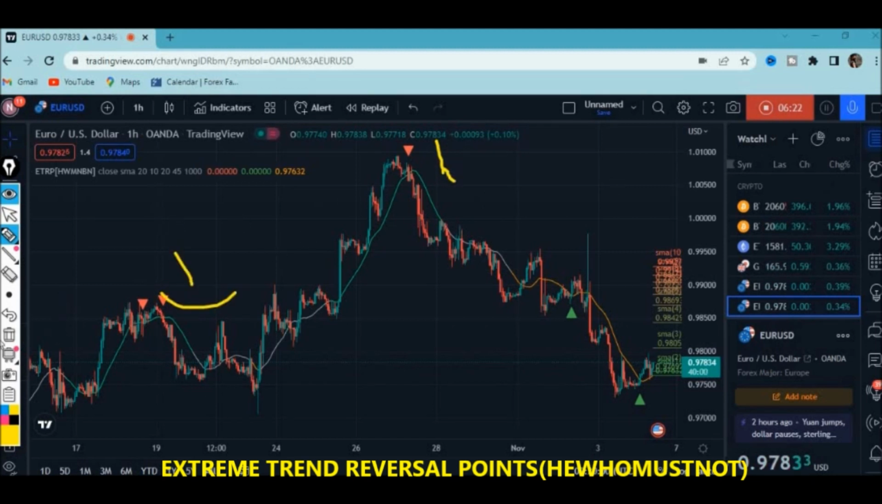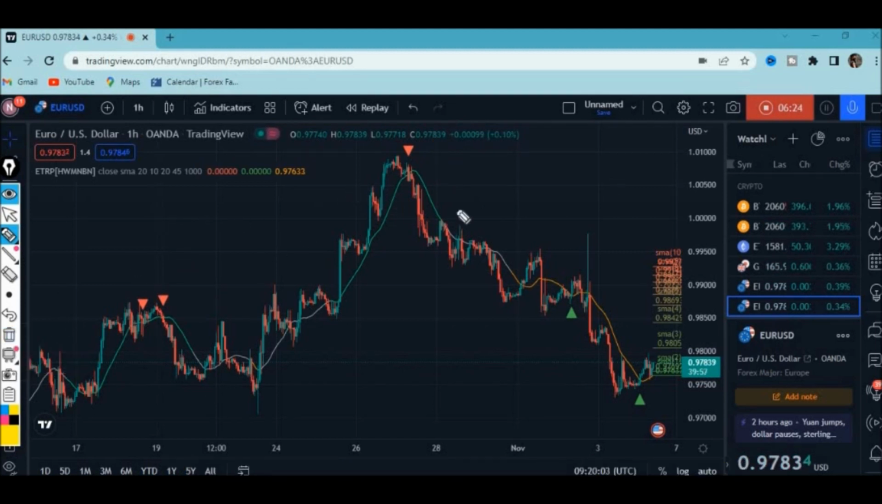So guys, if you look closely, you'll find that this indicator has various colors. We have a green color right here, a lime color right here, a silver color, and an orange color. Sometimes we find a red color too. So I want to tell you what these colors really mean.